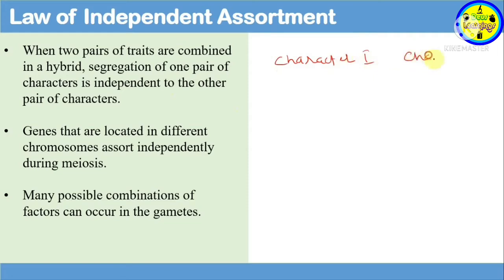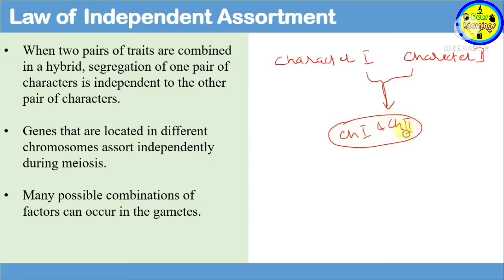And when two pairs of traits are combined in a hybrid, that means character 1 and character 2 are combined in a hybrid which possesses both character 1 and character 2. These characters will segregate in an independent manner, which means character 1 won't depend on character 2 and character 2 won't depend on character 1.